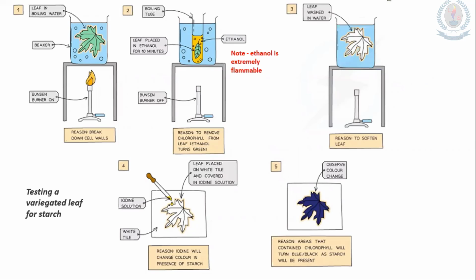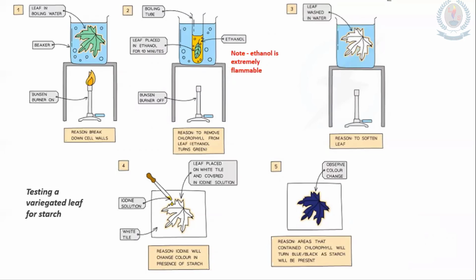The first step is boiling the leaf in water. Why do we do this? In order to break down the cell walls. Then afterwards we boil the leaf in ethanol solution. When boiling the leaf in ethanol, we have to use a water bath. Why? Because ethanol is extremely flammable. In order to prevent any damage and injuries, we use a water bath here.